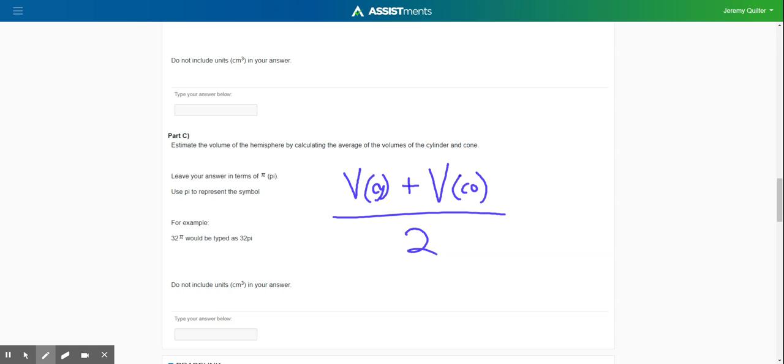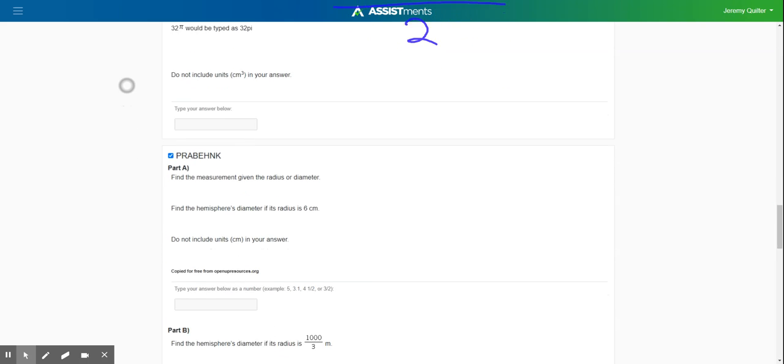These are not variables in any way. This is just a way of marking it. It would probably be more appropriate for me to say that the volume of the cylinder would be the first value and the volume of the cone the second value. So the volume of the cylinder plus the volume of the cone, and then divide that by 2. Remember to keep your answer in terms of pi.